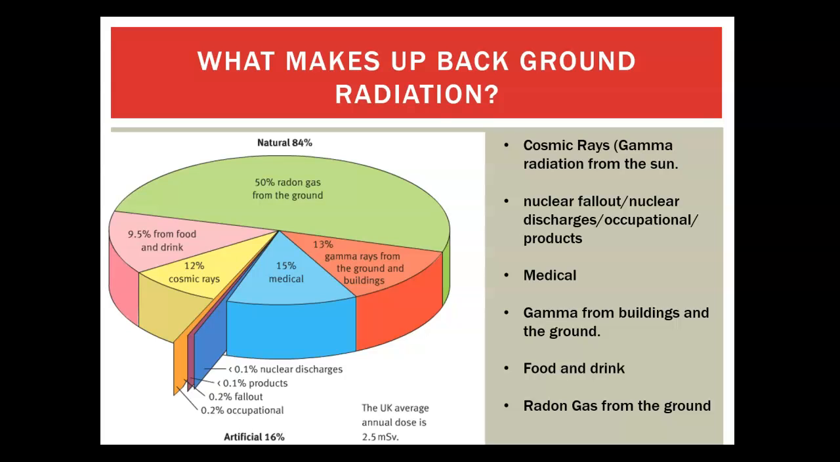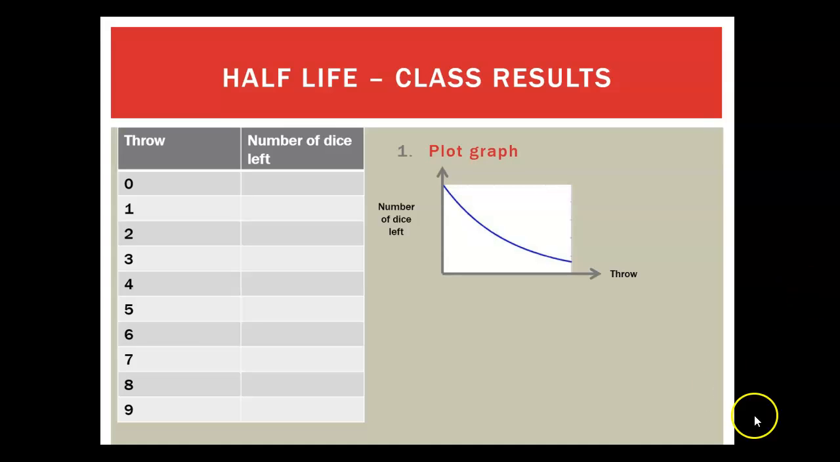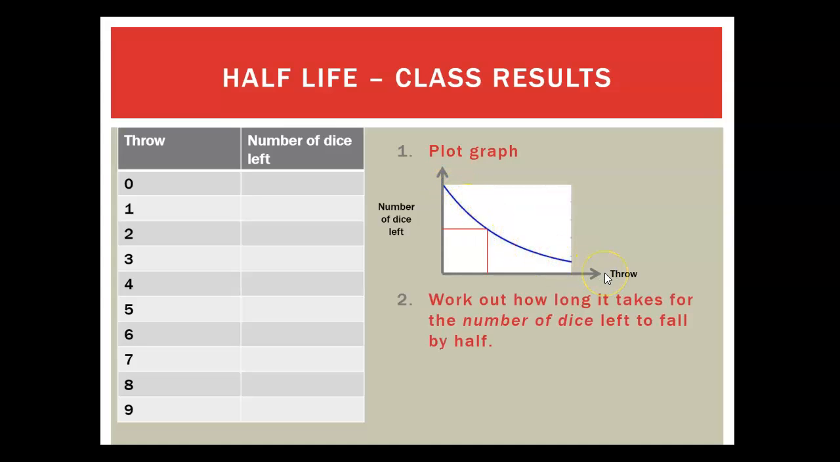Okay? So, half-life. Now you might have done the practical with the dice where you threw a dice and you removed the dice every time it showed a number 1. And when you plot a graph of that, of throw number against number of dice left, you get this curve. Now this looks like a radioactive half-life curve.